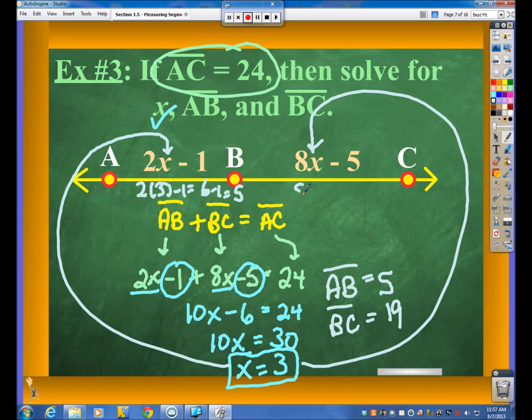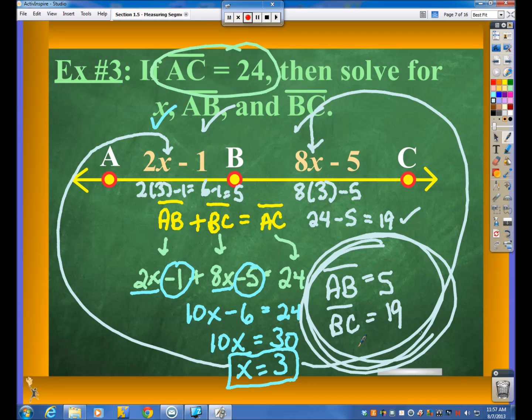I'm just going to double check that real quick. So 8 times 3 minus 5, that makes 24 minus 5, and 24 minus 5 is indeed 19. So now I have solved for all 3 things I'm looking for. Okay, so I would circle those as answers, and I'd circle my x equals 3 as an answer. Okay, and that's how that particular problem works.